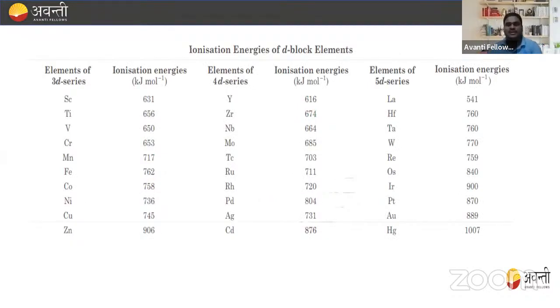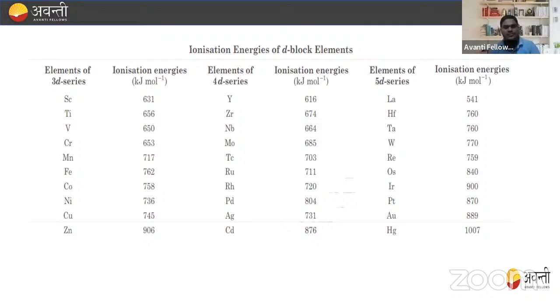Now, this is some data to confirm the ionization energy of the d block elements. The 3d series elements have ionization enthalpies like 631, 656, and then 650, 653, and so on.